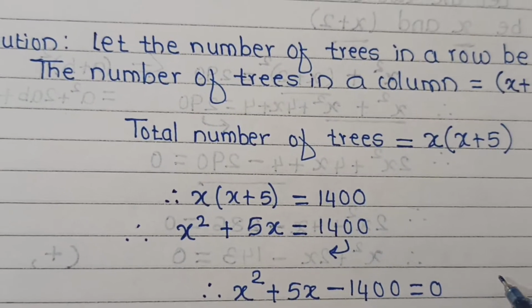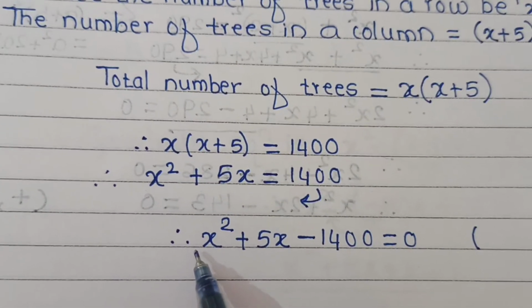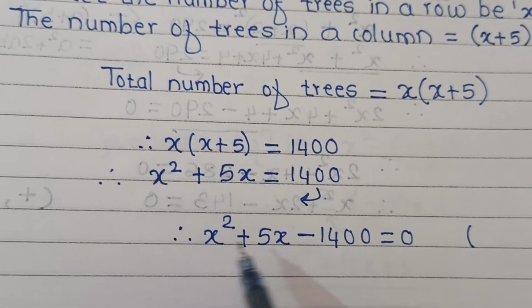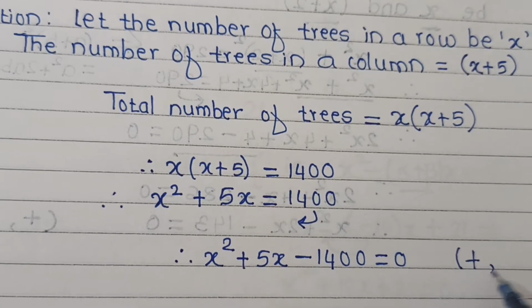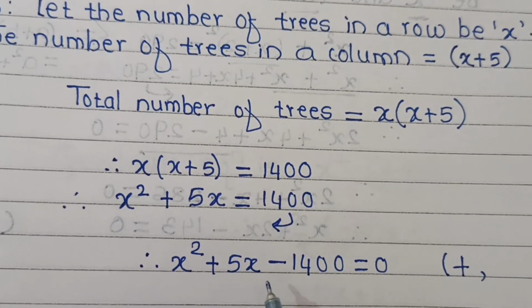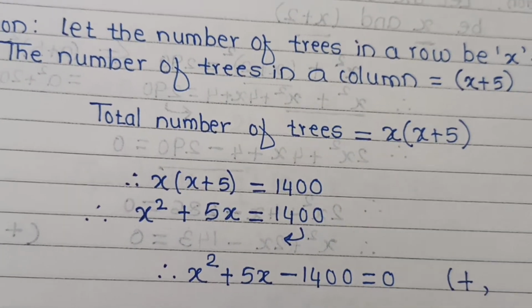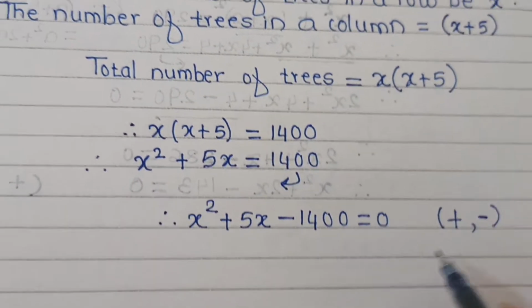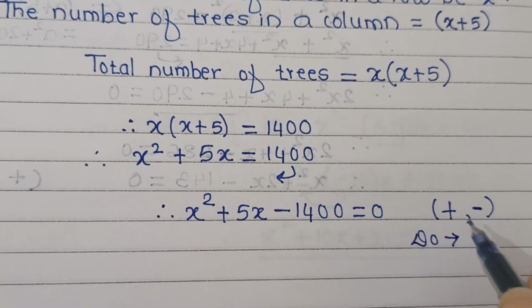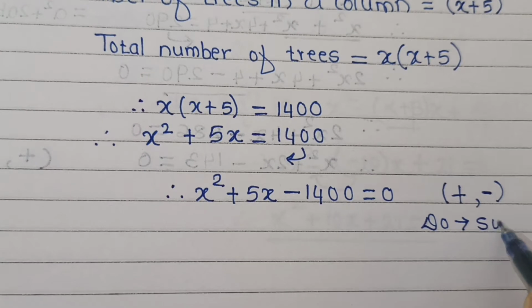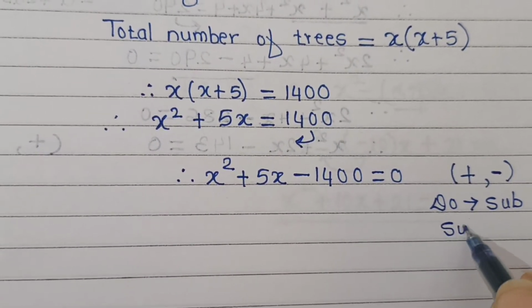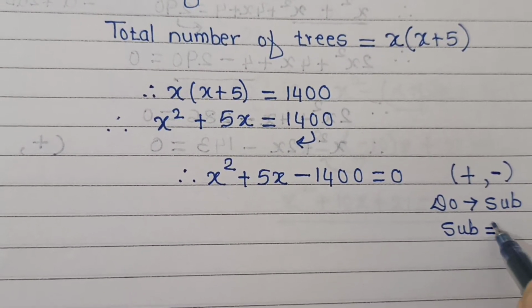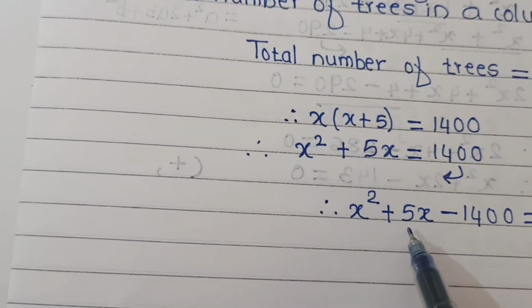Let's solve it. So the sign of the first term into the sign of the second term, plus plus gives us plus. Sign of the second term into the sign of the third term, plus minus gives minus. So do plus minus, that is do subtraction. Subtraction should be equal to the middle term. So what is the middle term here? 5.